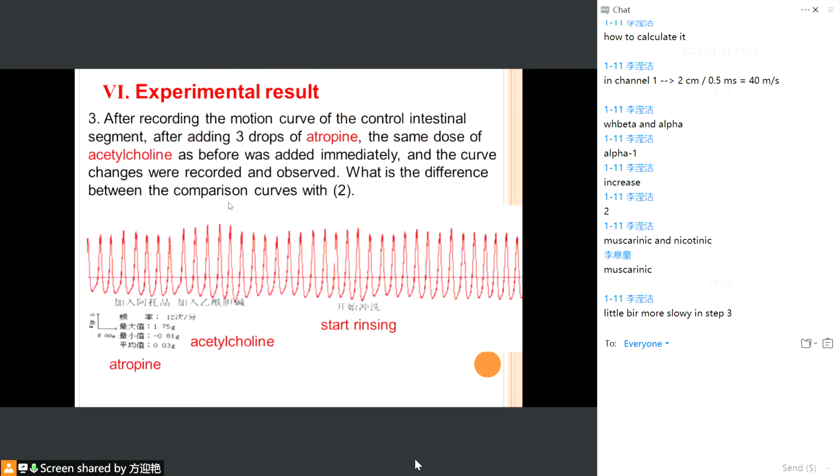So from step 2 and step 3, we can know that ACH acts on the smooth muscle through the M receptor. Atropine is the blocker of the M receptor. So according to step 2 and step 3, we know that ACH acts on the M receptor of the smooth muscle, not the N receptor. According to this experiment, we can get this result.